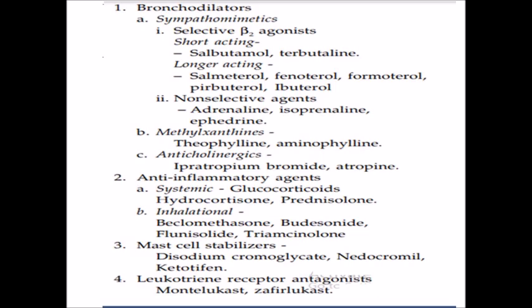The third group is mast cell stabilizers. The mast cell is involved in producing many mediators of inflammation. So when we can stabilize the mast cell and inhibit its degranulation, we can help an asthmatic patient. The examples here are disodium cromoglycate, nedocromil and ketotifen. Finally, we have leukotriene receptor antagonists. Again, leukotriene is also a mediator of inflammation. If you can antagonize the receptor of leukotriene, that will also help. The examples, you'll be familiar, are montelukast and zafirlukast.